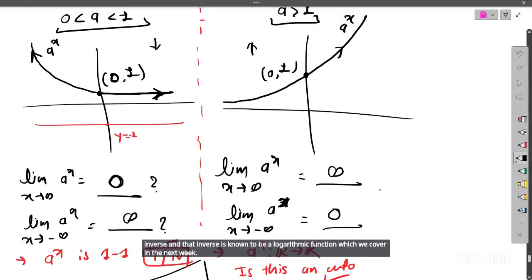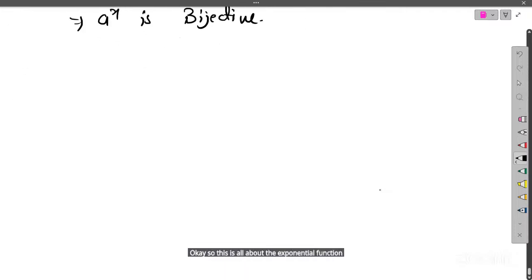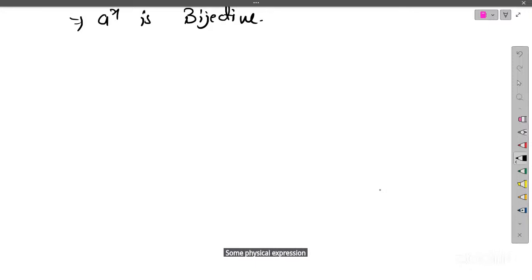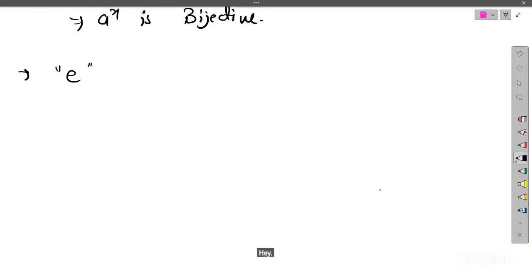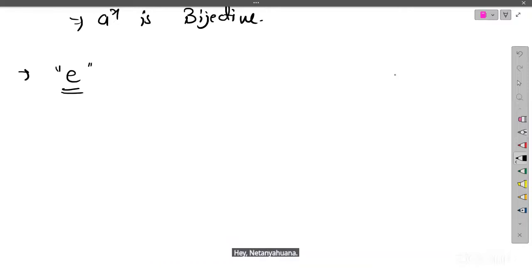Okay, so this is all about the exponential function. Now, in so many physical expressions, some expressions defining oscillations, the speed of an atom or whatever, some physics expressions, in those expressions the letter E is mostly used.